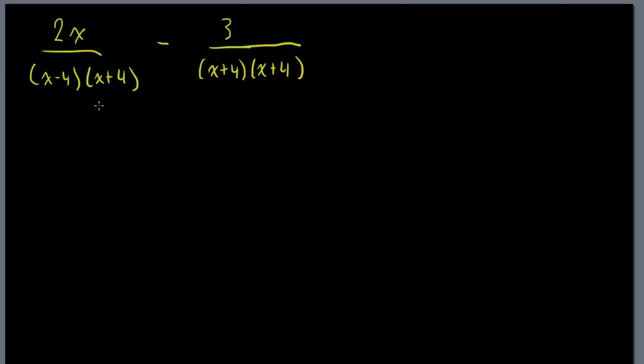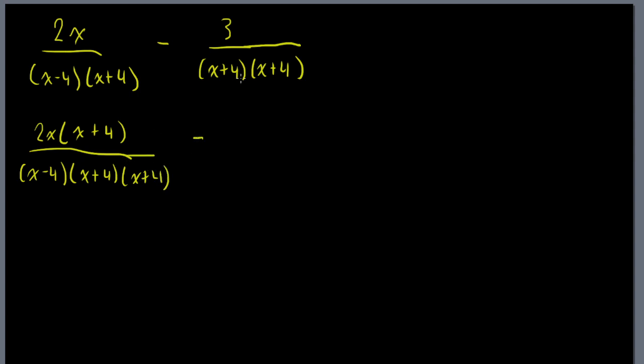So what is the common denominator here? Well, this one here has an x plus 4 and an x plus 4. This has an x minus 4 and x plus 4. So what is this one missing? Well, this one here is missing an x plus 4, and this one here is missing an x minus 4. So we could put this in the common denominator. This one here is missing an x plus 4, so we can multiply top and bottom by x plus 4.